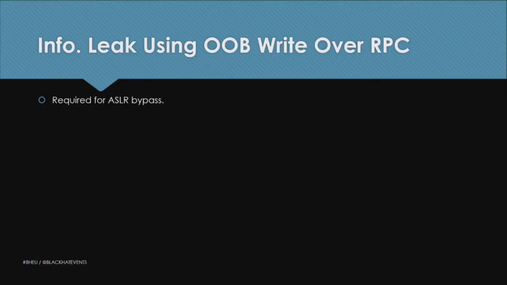So we have talked about this out of bound write. Now, how can we do some interesting stuff using that out of bound write? ASLR is something that has to be bypassed to be able to perform exploitation in modern operating systems. So now we are going to take a look at how we can bypass ASLR using that out of bound write.